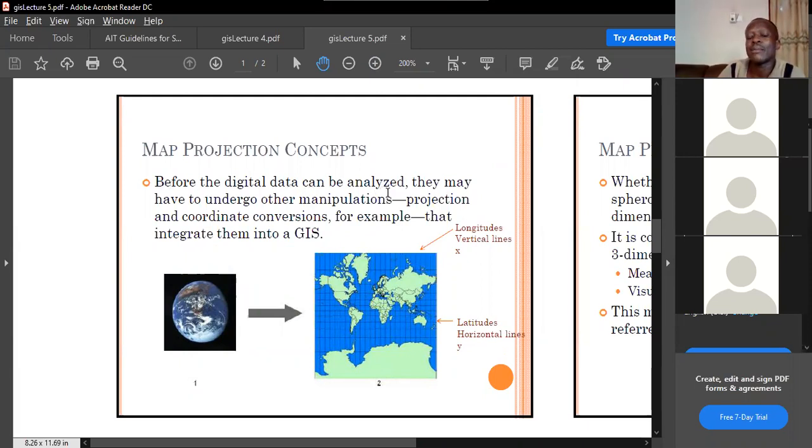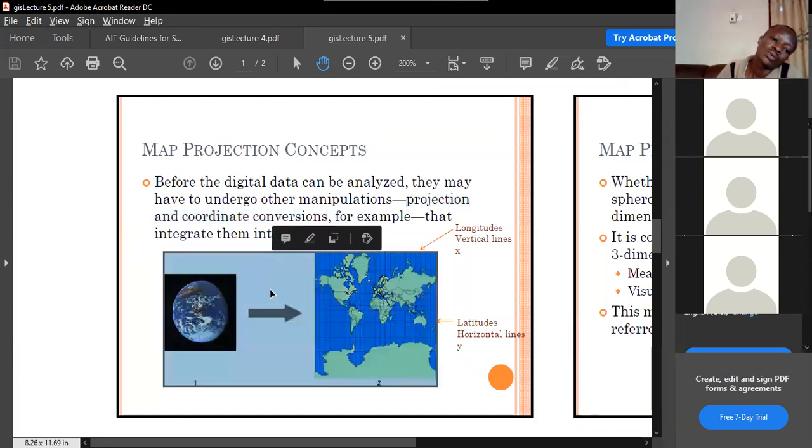So before the data can be analyzed, they may have to undergo some manipulations. We may need to do a conversion, map projection. It's necessary. The coordinate system that you start with is longitude and latitude, and then you may want to convert it into what we call Cartesian coordinates, XY. We are familiar with XY coordinates. During any building process, the coordinate system that is being used to place things is not spherical.